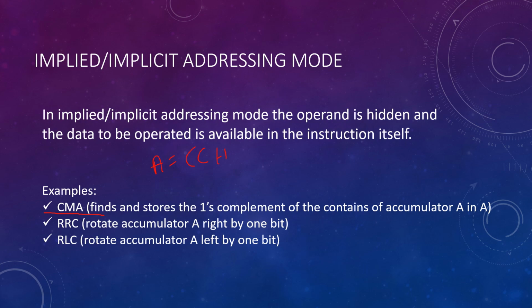What is the binary value of CCH? 11001100. If you take the ones complement of this, what will we get? 00110011. What is the hexadecimal value of this binary? 33H. After the execution of the CMA instruction, the accumulator will hold the value 33H in this register. This is implied addressing mode.